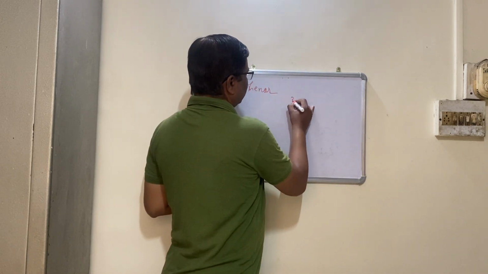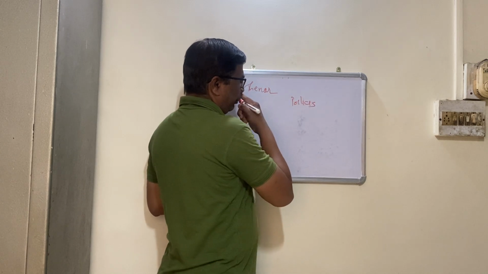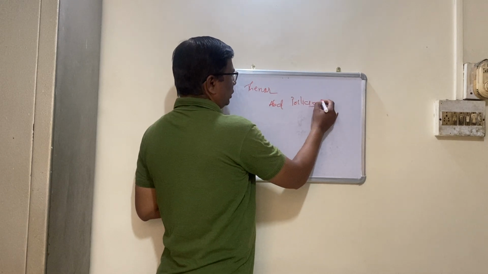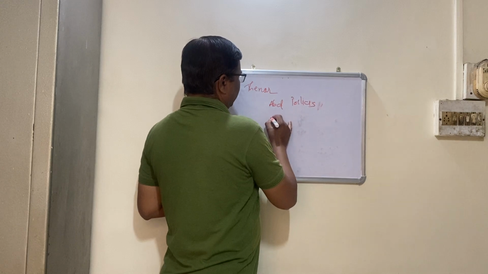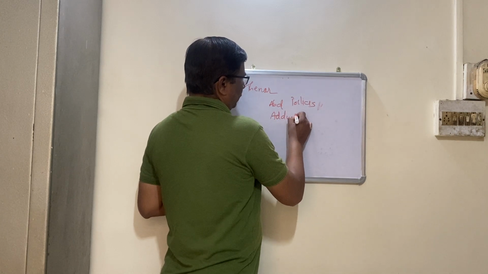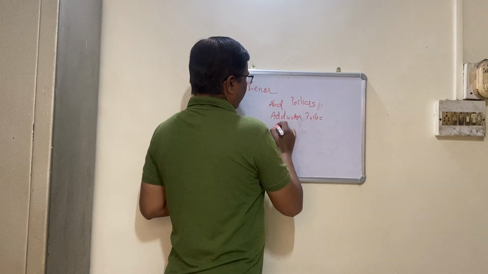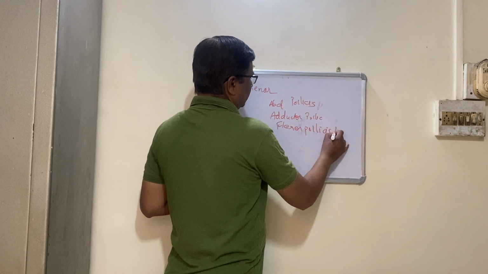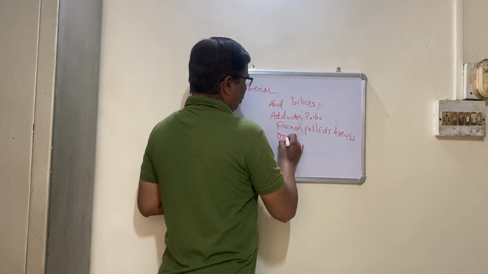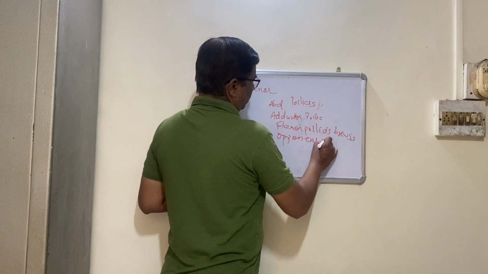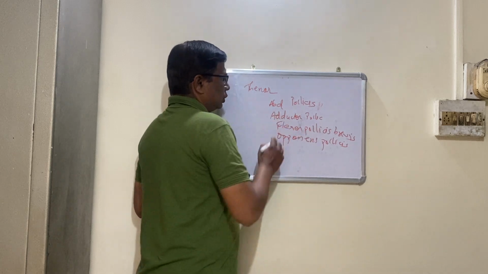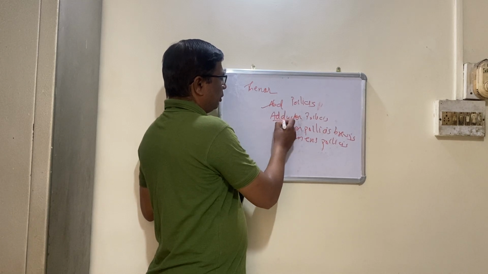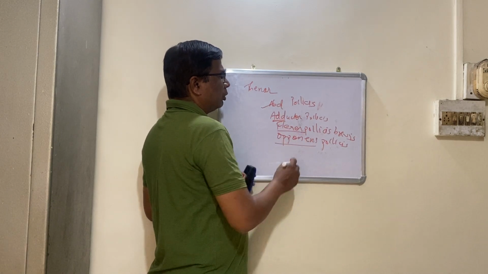Thumb means pollicis, so the muscles here will come with the name pollicis. Which are those? The muscle which abducts the thumb is abductor pollicis, then you will have adductor pollicis, then flexor pollicis brevis, and you will have opponens pollicis. So the muscles in the thenar eminence are abductor pollicis, adductor pollicis, flexor pollicis, and opponens pollicis.